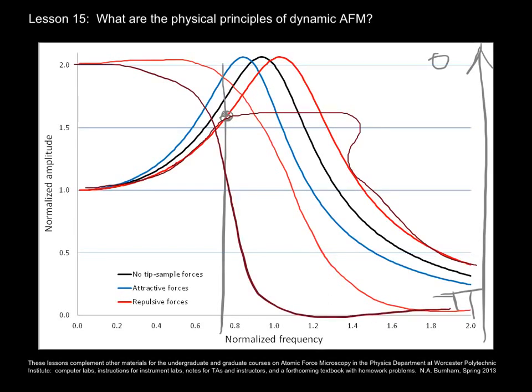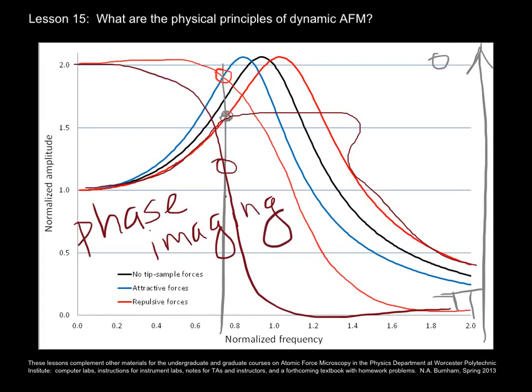Then as the feedback loop is keeping the set point amplitude and the drive frequency doesn't change, what's happening is that the phase goes from this value to this value. So we can separately make an image of the phase while the set point amplitude is remaining the same, and this is called phase imaging. And it's used quite a bit because there can be some very good contrast in phase images because of the steepness of change of the phase angle near resonance.